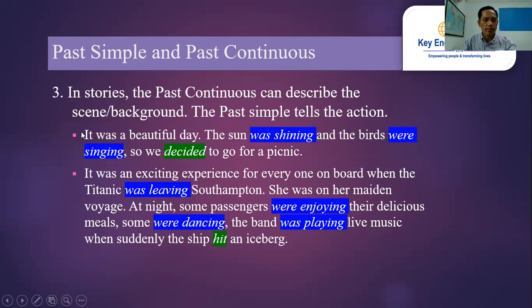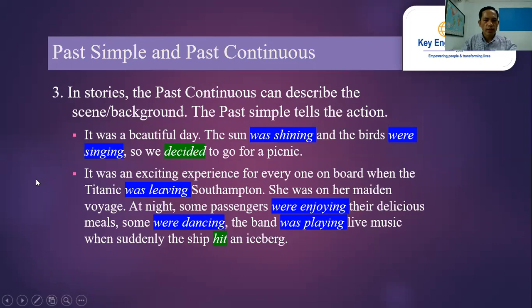Here is an example. It was a beautiful day. The sun was shining and the birds were singing. So we decided to go for a picnic. The background or the scene: a beautiful day, the sun was shining, the birds were singing. But what we really want to say is the action: decided. The ing form gave the background, the scene.